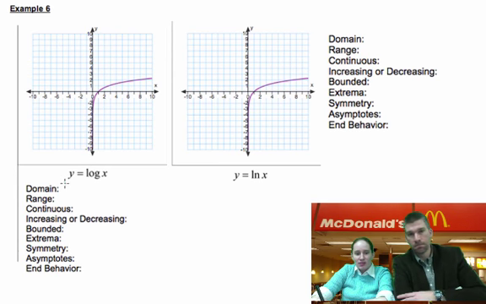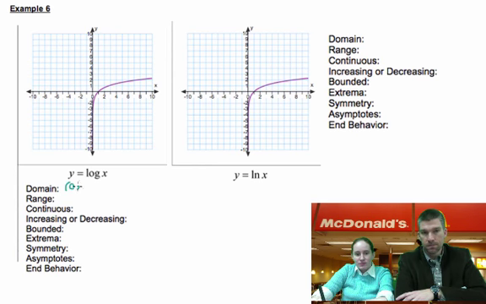So, the domain for log of x. It's going to go from 0 to infinity, because we cannot include either one of those values. There's a vertical asymptote here at 0, and then it's going to the right, so 0 to infinity. The range goes from negative infinity to positive infinity.